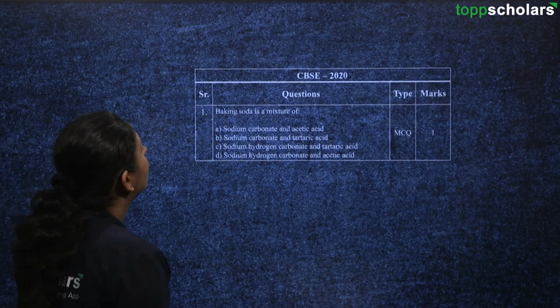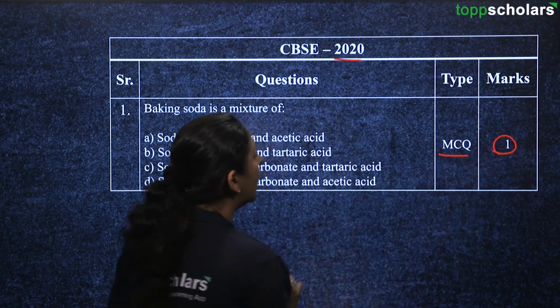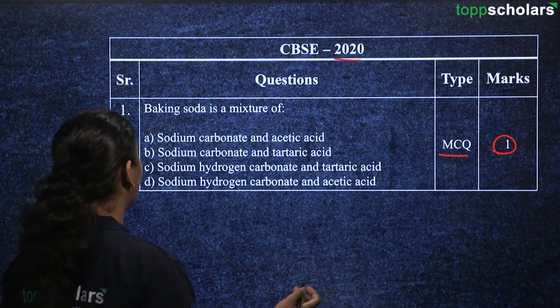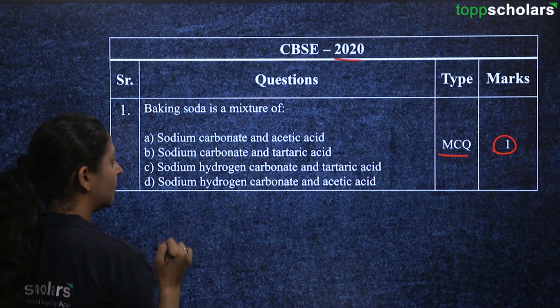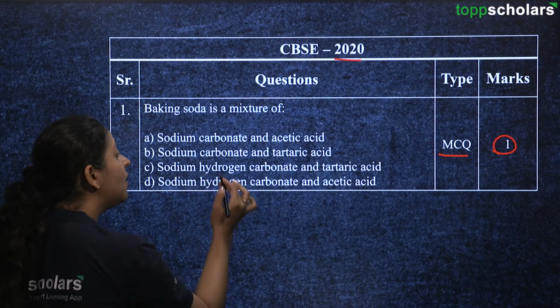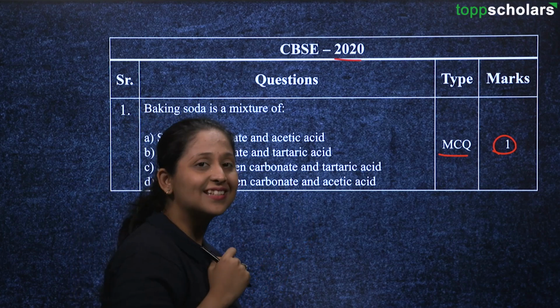From the year 2020, students, you have 1 MCQ giving you 1 mark. Baking soda is a mixture of what? Sodium carbonate and acetic acid, sodium carbonate and tartaric acid, sodium hydrogen carbonate and tartaric acid, or sodium hydrogen carbonate and acetic acid.